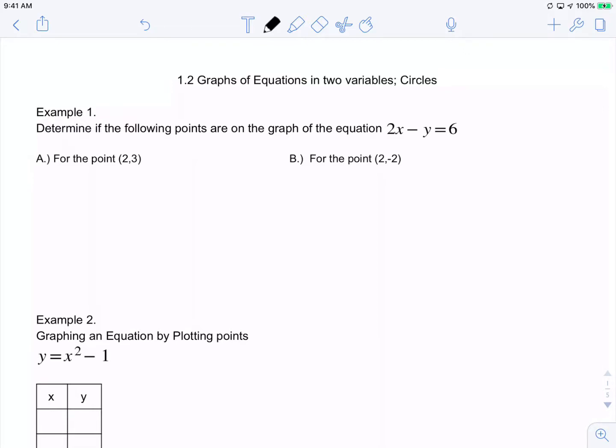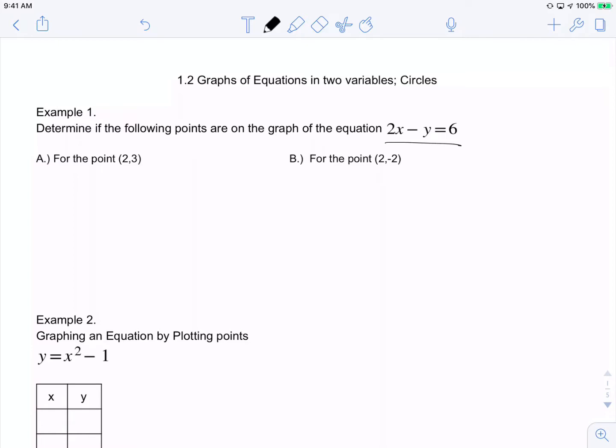This is the second section that we're about to cover, section 1.2, graphs of equations in two variables and covering circles also. The first thing that we're going to do today is talk about determining if a point is a solution to an equation. So in our first example, we have this equation 2x minus y is equal to 3, and for our first point, (2, 3), we're going to see if this is a solution.